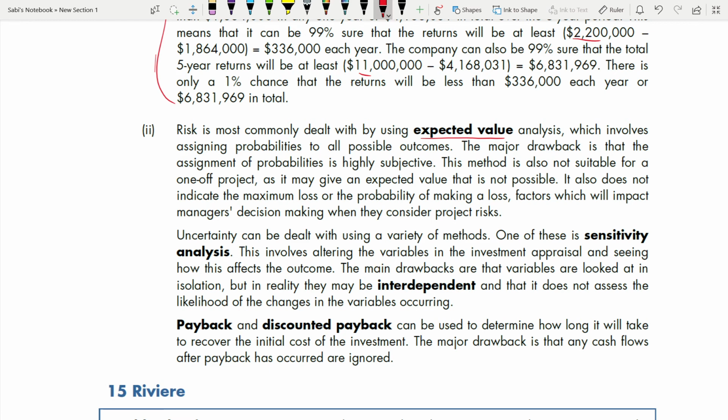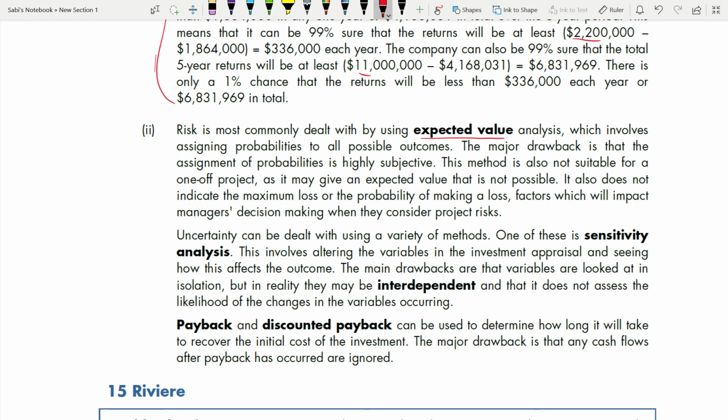It is highly subjective. This method is also not suitable for a one-off project. Can we use expected value for a one-off project? How can we work with the probabilities? To assign probabilities, remember that it has to be on a continuous basis. Something has to happen frequently for you to assign a probability. Let's say that there's a 100% chance that the sun will rise in the east, right? Why is that? Because it has been happening all the years and it's 100%, right?